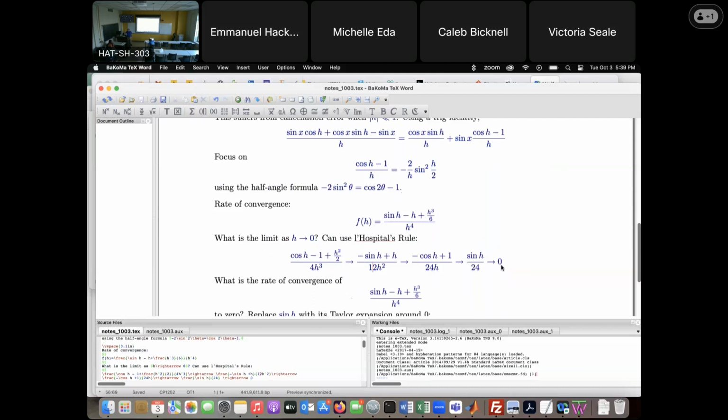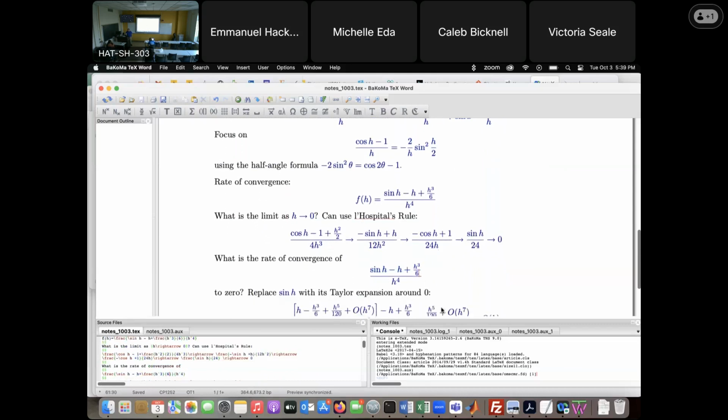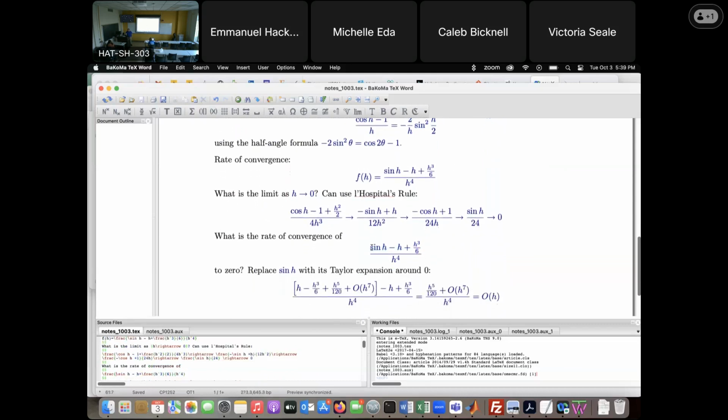So now that the limit is 0, we need to see what the rate of convergence of this is. You replace sine h with its Taylor expansion around 0. What I've done here is replace sine h by this, and you want to make sure to include enough terms in the Taylor expansion to possibly cancel with terms here. The terms I've included go up to degree 3, so I can at least go 1 past that. Include this term as h to the 5th over 120.